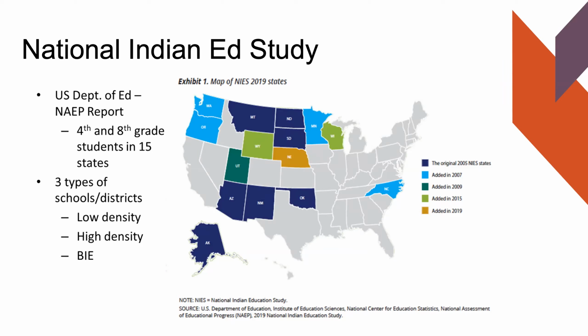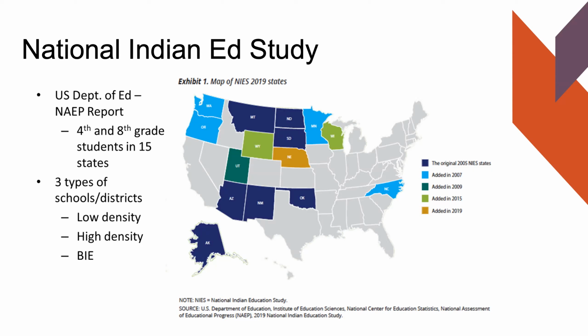They survey teachers and students at both the 4th grade level and the 8th grade level, right? And then they have 3 different types of schools that they identify within this study. You have low density schools, high density schools, and then BIE schools. Low density schools are any schools where the native student population is less than 25%. High density schools have a native student population of more than 25%. And then of course, BIE schools are your Bureau of Indian Education schools.